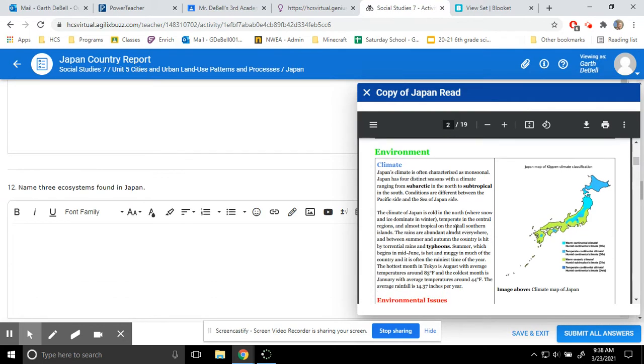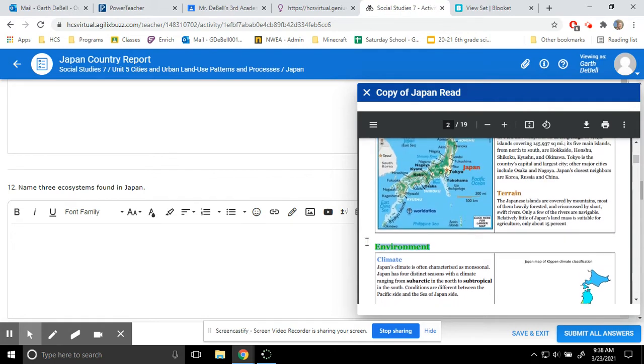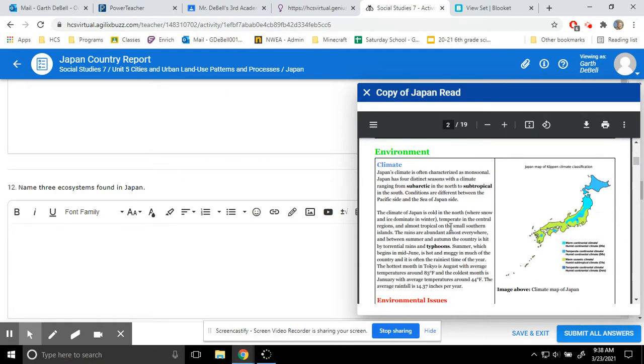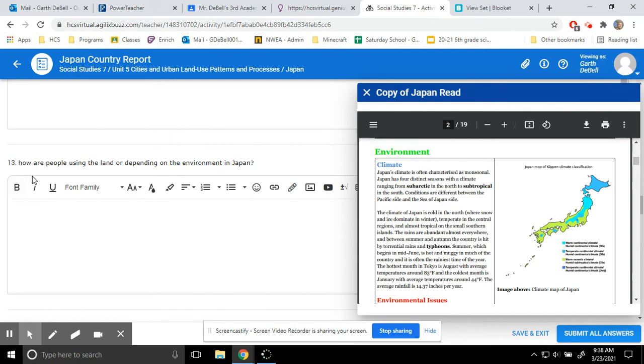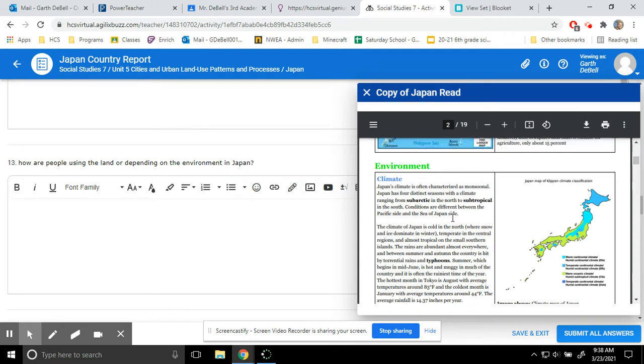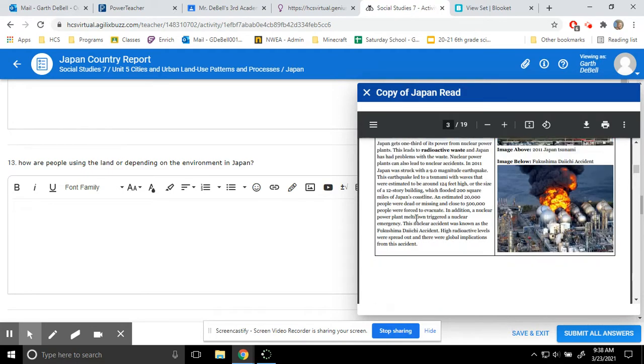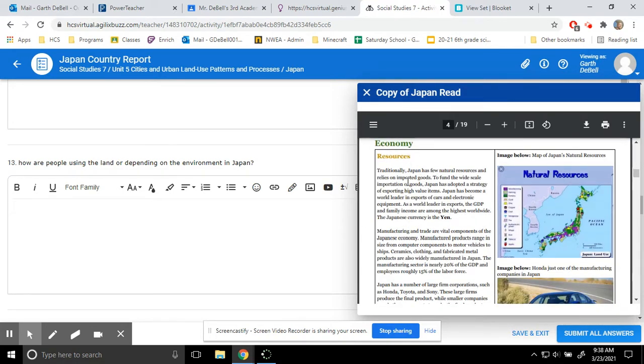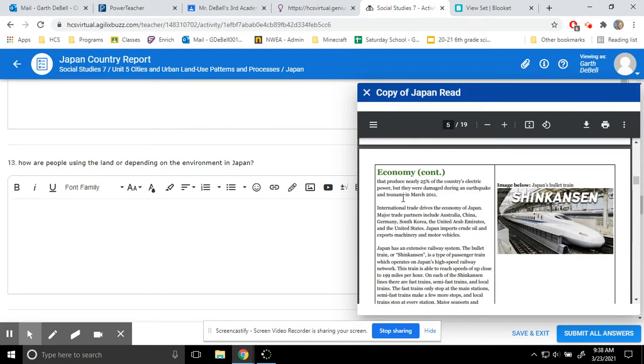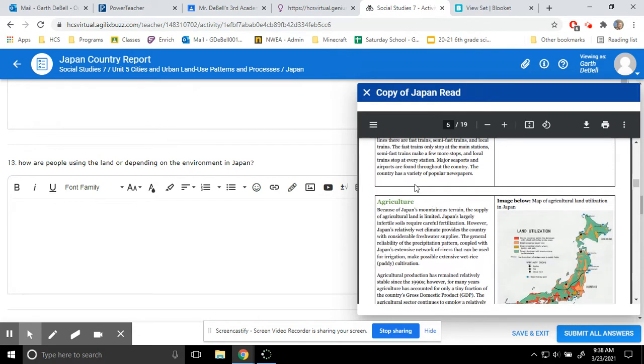3 ecosystems, that'll be found in the environment section altogether, right? So maybe the terrain section here might give you some. But remember, for this answer, you kind of have to read the whole little sections here to piece together some ecosystems. How are people using land or depending on the environment? So this will be in resources. Environmental issues will have some of this information. Resources will have some of this information. And then probably agriculture as well. All right, same ones as always.